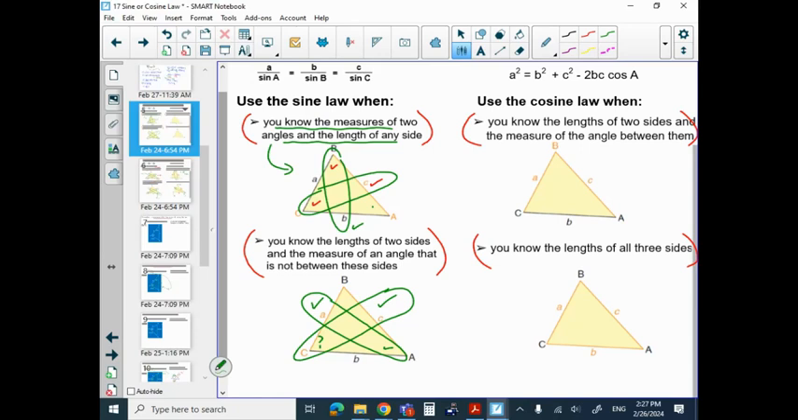Cosine law says you know the lengths of two sides and the measure of the angle between them. So let's say we know A and C and B. They're saying you can use cosine law for that. Well, yeah, because here you've got the pair of the side and the opposite angle, and if you think of the full cosine law, there's a bit more to it: you have b squared, and you've got your side squared plus your side squared minus 2 times side times cos of the angle.